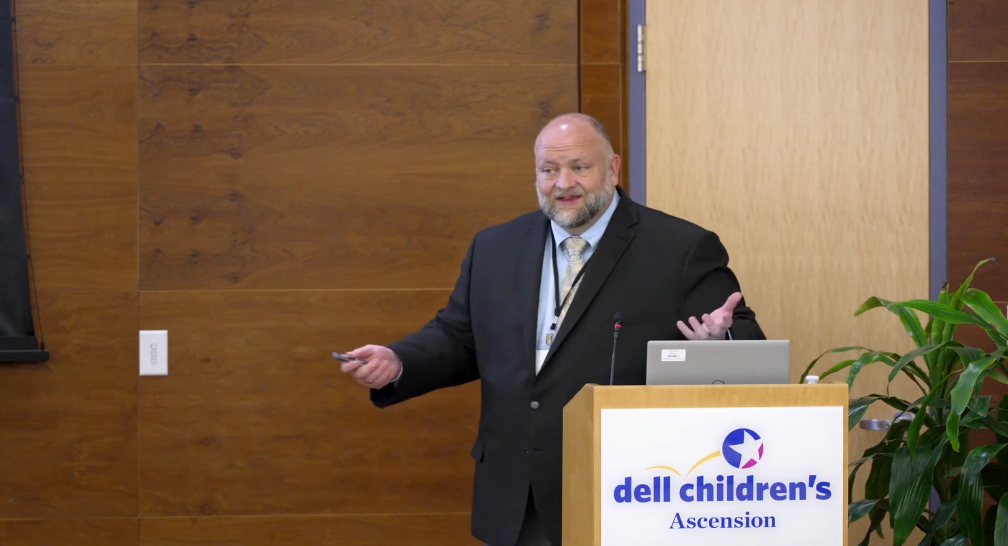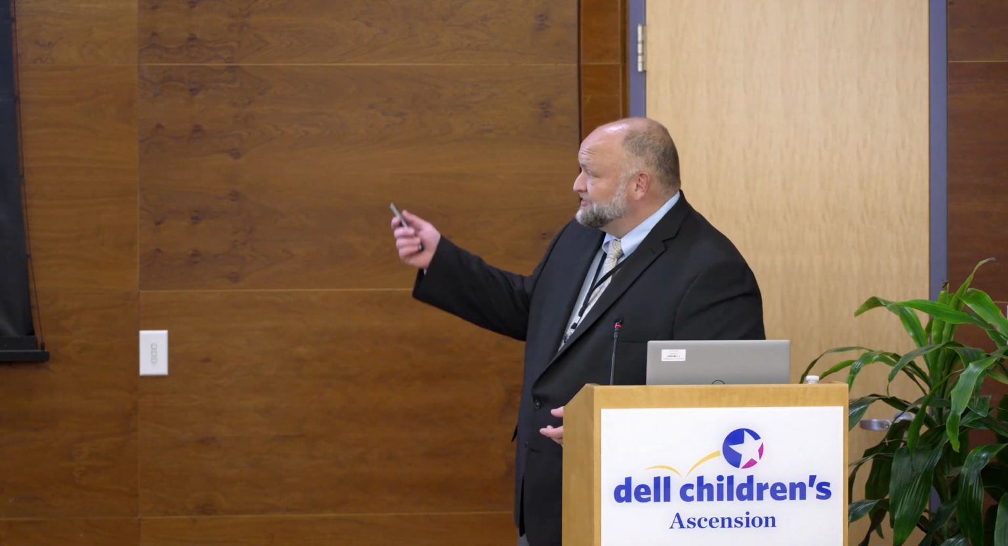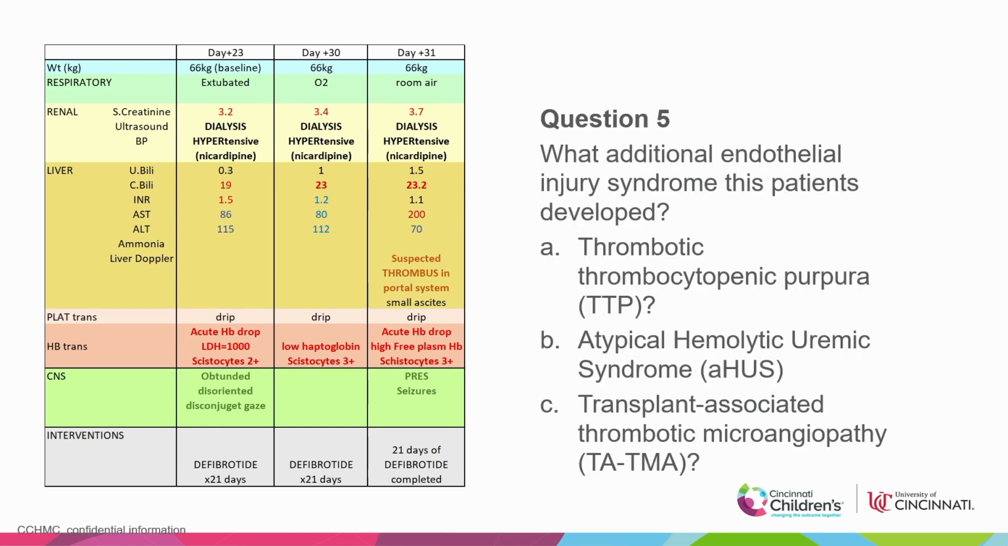Having these endothelial injury syndromes are on the spectrum. In the lungs, you can develop diffuse alveolar hemorrhage where you're bleeding. In the liver, you can get veno-occlusive disease. And then you have TMA, and a lot of times you'll have them both. So potentially TMA. So other endothelial injury, this could be transplant-associated thrombotic microangiopathy.